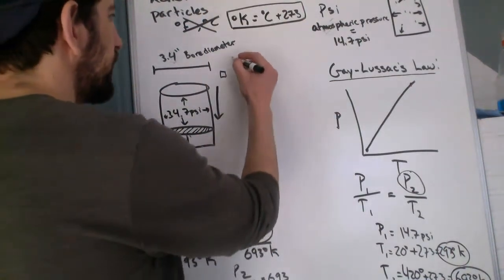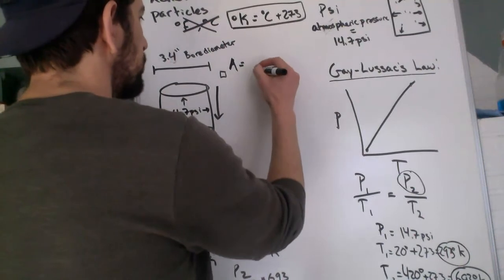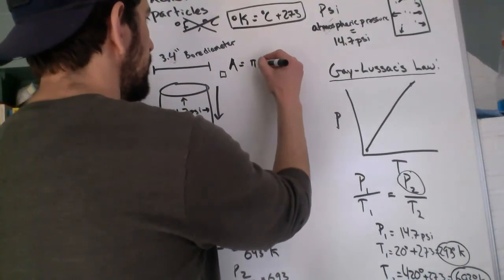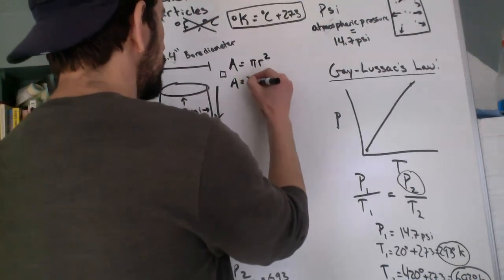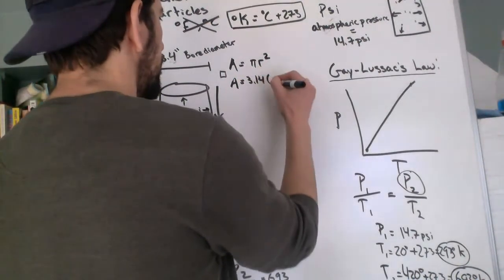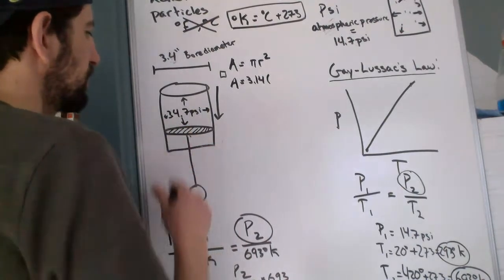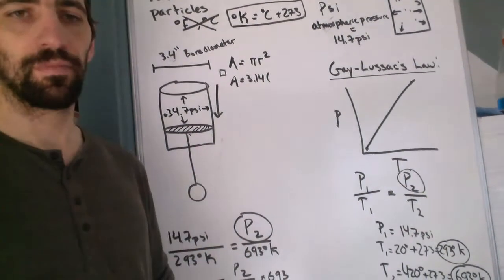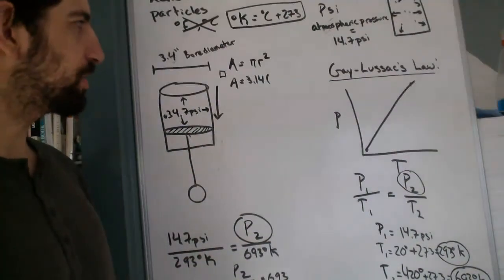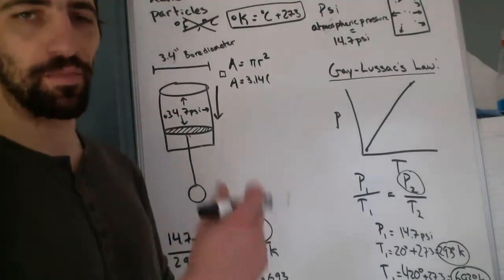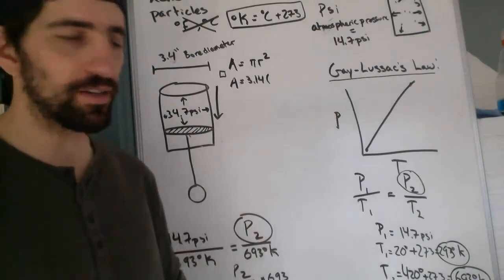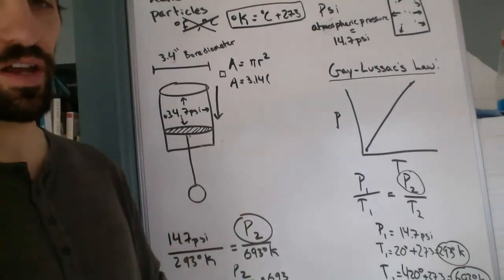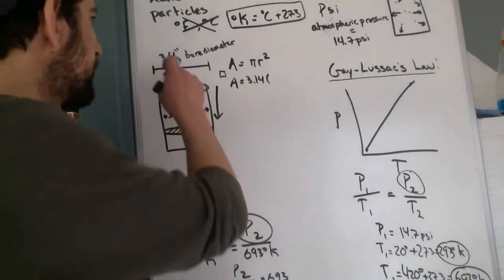So let's remember that the area of a circle is equal to pi r squared, right? So area is going to be equal to 3.14 times the radius squared. All right, so how do I know the radius of the cylinder inside my car? Well, luckily you don't have to take your car apart and use a ruler to figure that out. I just went to Google, I'll show you how, and I got a bore diameter of 3.4 inches.